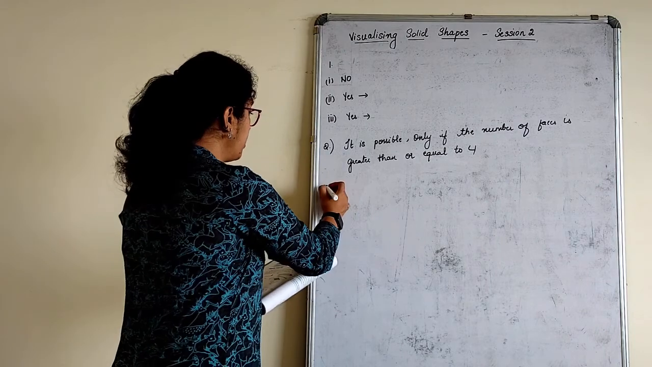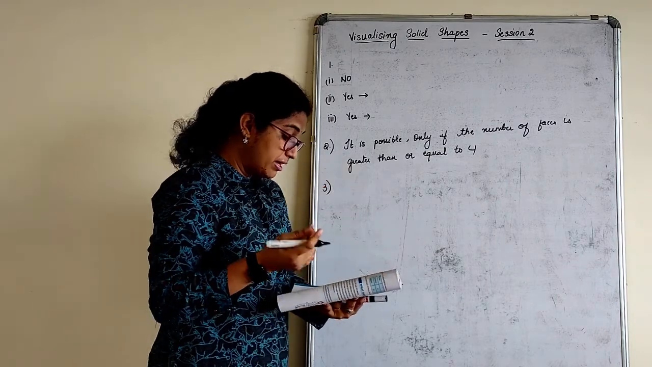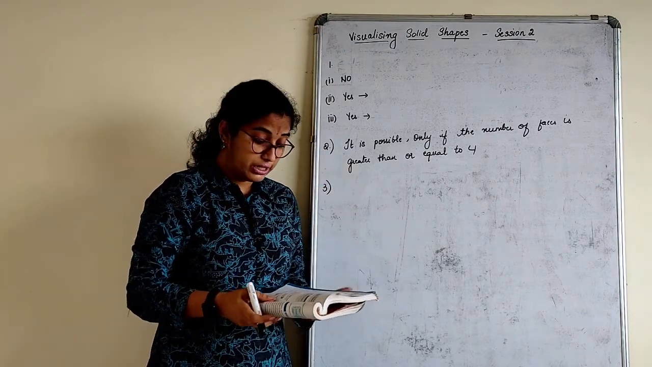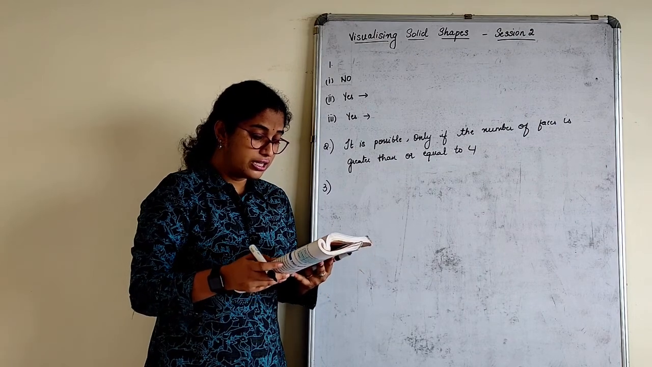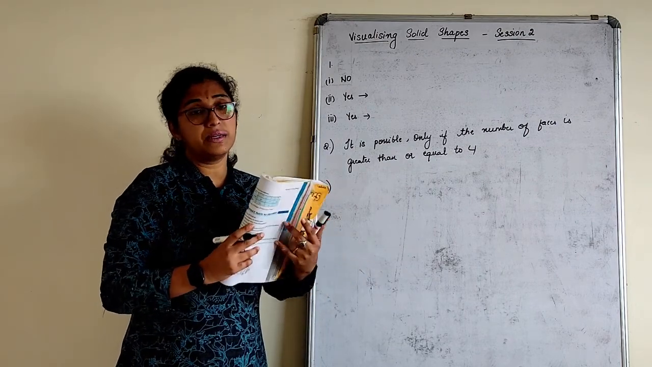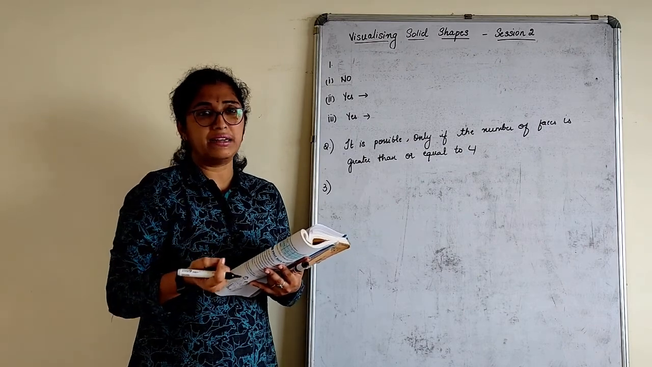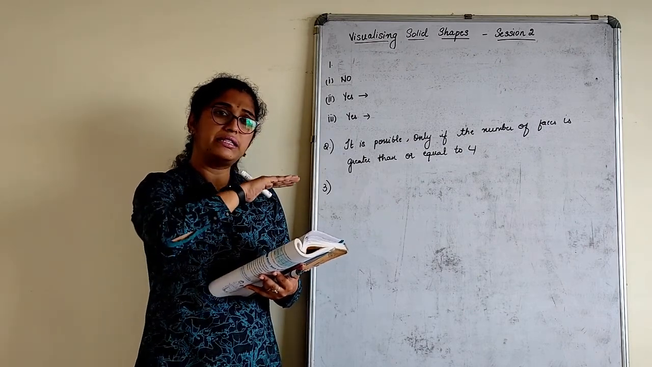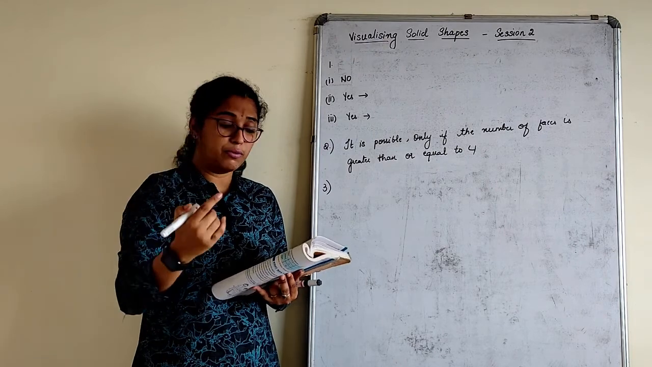That's the answer. Third main is again simple. They have not asked us why. We'll only explain this. Which are the prism among the following? Now a nail can't be a prism because a nail has a pointed end. A prism will not have a pointed end. Prism will have a flat end, both top and bottom.